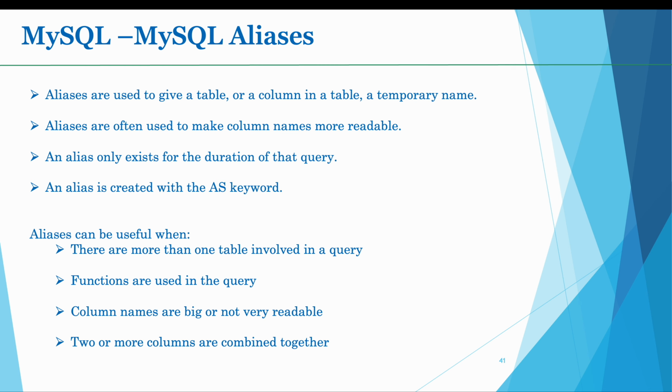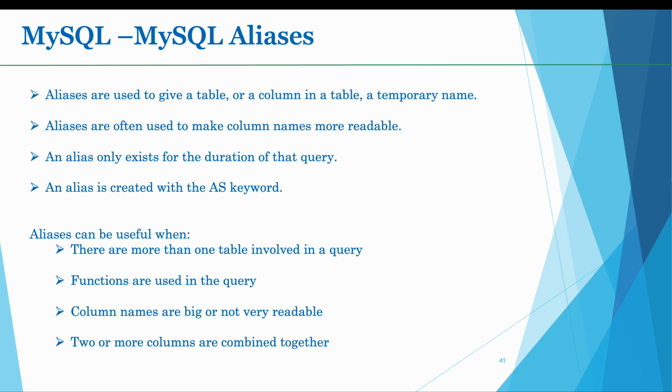Aliases are created with the AS keyword. The AS keyword is sometimes optional, but most of the time if you keep the AS keyword, it is more readable. Aliases are more useful when more than one table is involved in a query, as I was mentioning, like joins, or when we use functions in the query, or when the column names are very big and not readable. Sometimes in actual implementation scenarios, column names might be 10, 20, or 30 characters. In that case, we replace them with readable alias names.